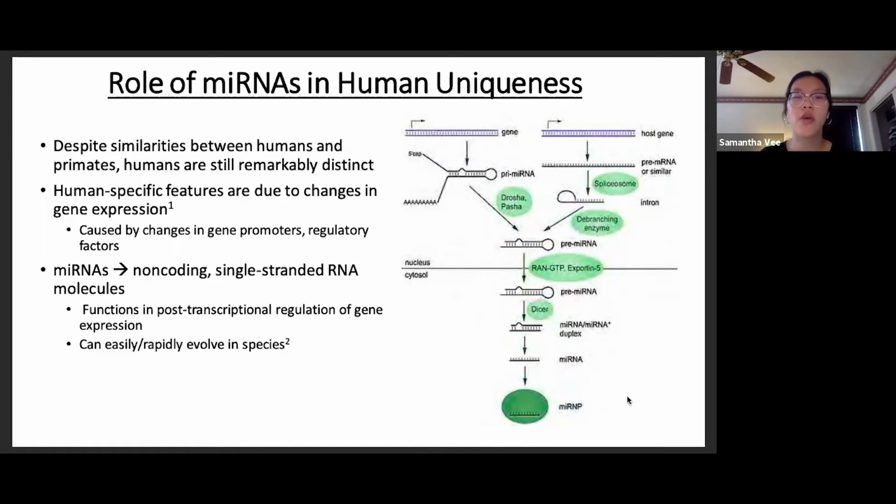Prior studies have already shown how the evolution of human cognition is potentially driven by expression changes of microRNAs. However, there's still much we don't know about the genetic basis of human uniqueness, and continuing to identify human-specific microRNAs and uncovering their functions may shed light on a key mechanism of human evolution. Next slide, please.